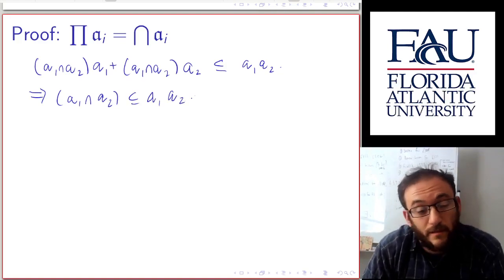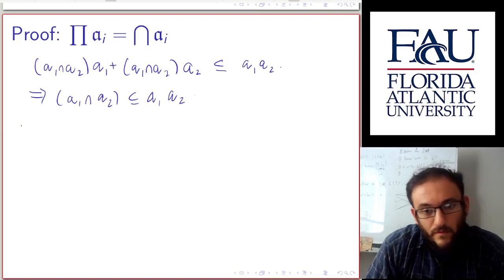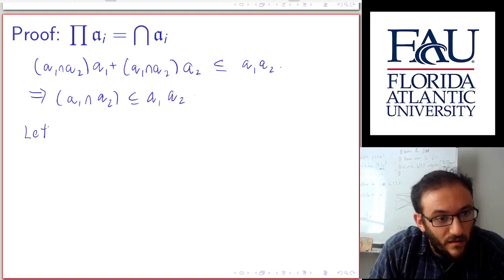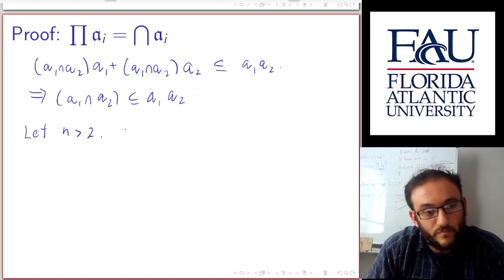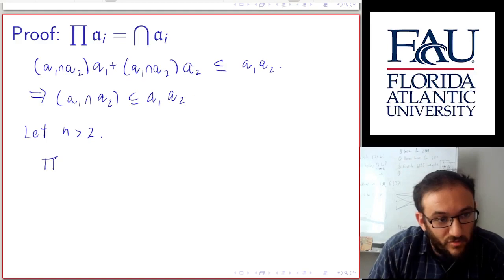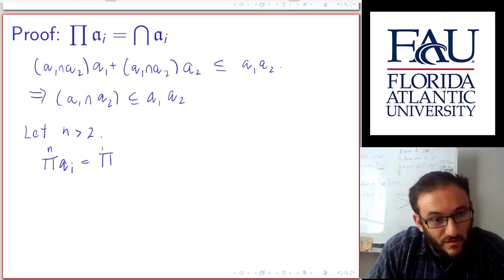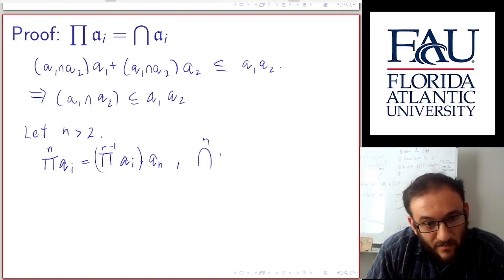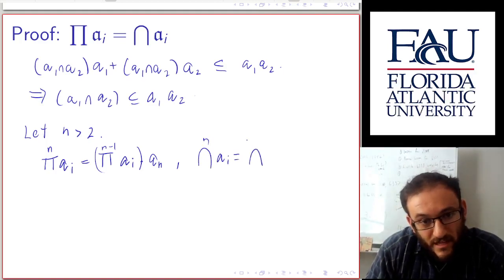Okay, and that shows equality. So we have the base case of n equals 2, and now we want to prove it's true for larger values of n. Okay, so let n be greater than 2. We can take the product up to n of the Ai and observe that this is equal to the product up to n minus 1 of the Ai, and then multiplied by An. And similarly, the intersection up to n of the Ai is equal to the intersection up to n minus 1 of the Ai intersected with An.